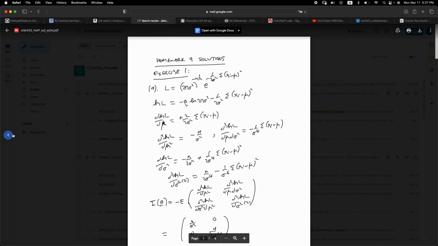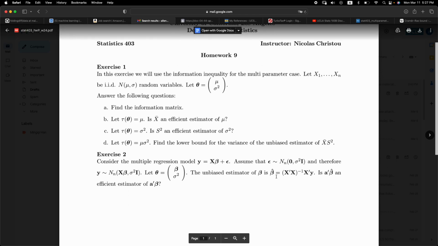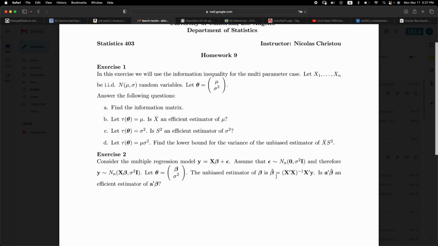So let's take a look at homework 9. For exercise 1, it's basically the same as in the lectures. Do you want to still talk about it, or maybe we can proceed to exercise 2? Up to you. Exercise 2, okay. Anyone else? Sure.